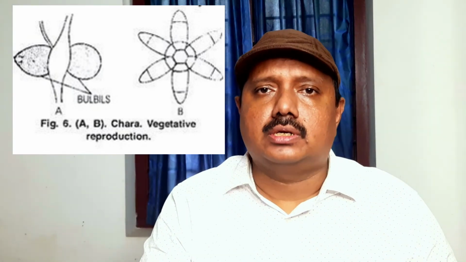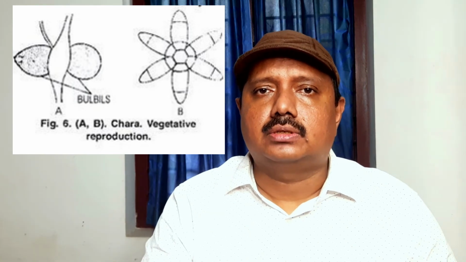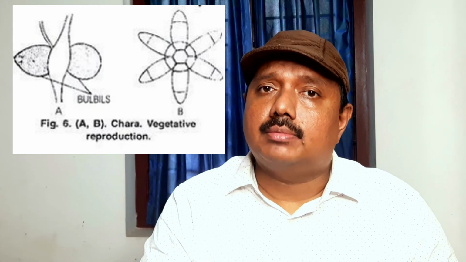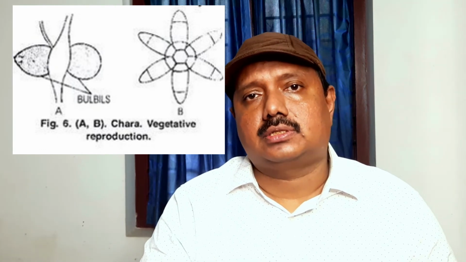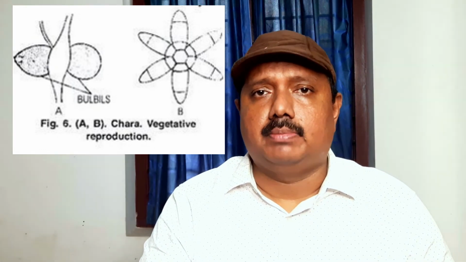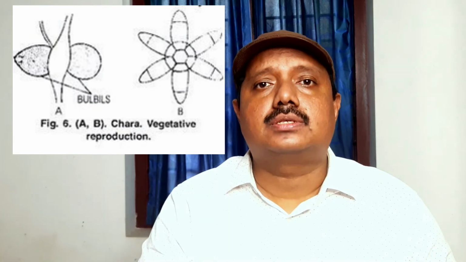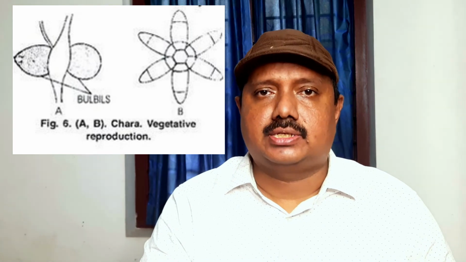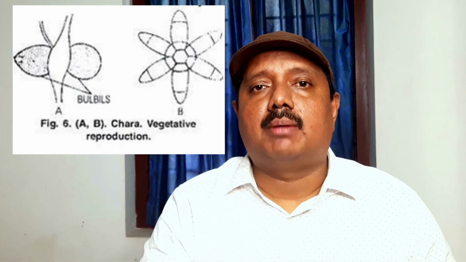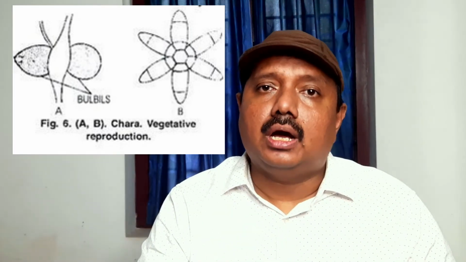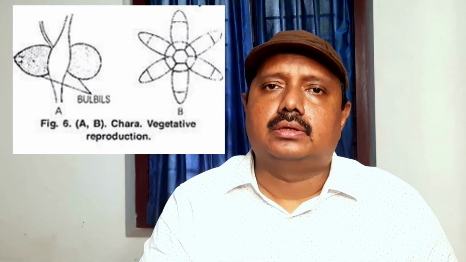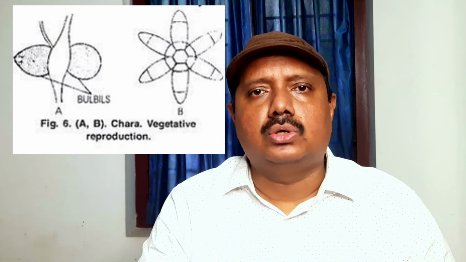There is a unique structure for reproduction in Chara known as the amylum stars. These amylum stars are star-shaped structures developed from the lower nodes of the main axis. These structures contain starch, and so they are called amylum stars. They are multicellular star-shaped aggregates of cells. They detach from the axis and grow into a new Chara thallus.